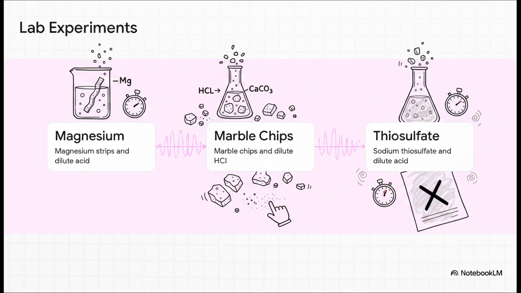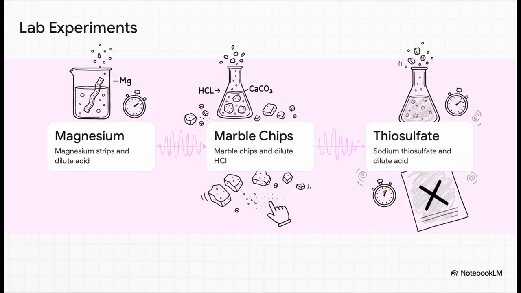Here, you'll clearly see bubbling gas, and you can actually measure just how fast that gas is produced. Second, reacting marble chips with dilute hydrochloric acid. For this one, you can alter the size of the chips to directly test the effect of surface area. And third, sodium thiosulfate mixed with dilute acid.